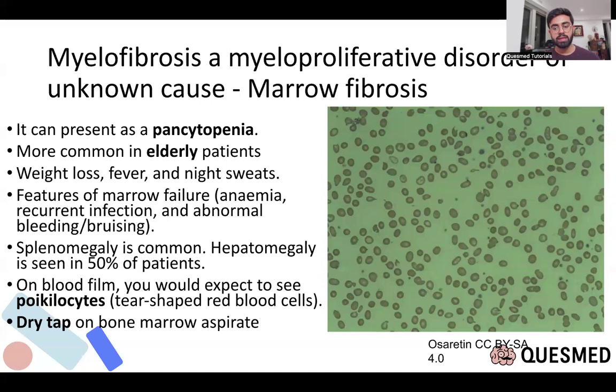In terms of the keywords that you look for in a blood film report, you're looking for poikilocytes or tear-shaped red blood cells. And the classic single best answer exam question finding is that there's a dry tap when they try aspirating the bone. The reason it's dry is because there's so much fibrosis.